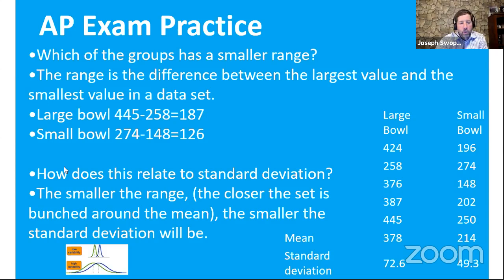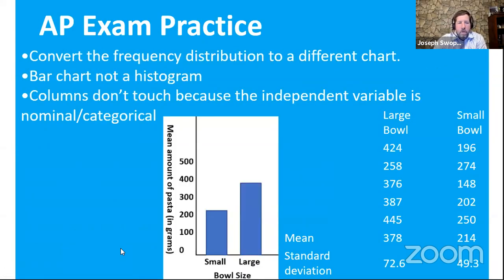If you remember from yesterday, I had this picture in the video, where you see two groups of data sets that are bunched around the mean. That's going to have a small standard deviation. Okay. The third one was to convert the frequency distribution that was presented, and here it is again, into a different type of chart. Again, I mentioned yesterday, this task was on an FRQ on the AP Psychology exam a few years ago.